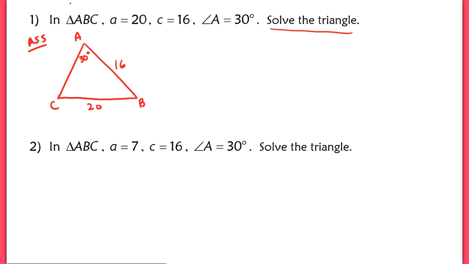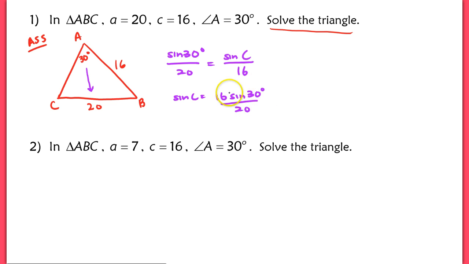Based on what I've drawn, it looks as though the law of sines definitely applies here. I have one complete set of information, so I can say the sine of 30 degrees over 20 is equal to the sine of C over little c, 16. If I solve to isolate angle C, I have the sine of C is equal to 16 times the sine of 30 degrees over 20. The sine of 30 degrees is 1/2. So I have the sine of C equals 16 times 1/2, so 8 over 20. That ratio is 4/10, or 2/5.